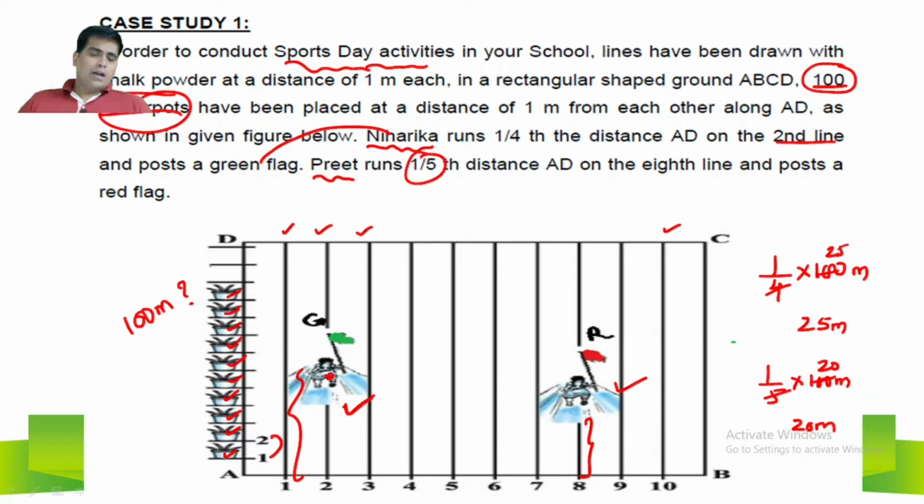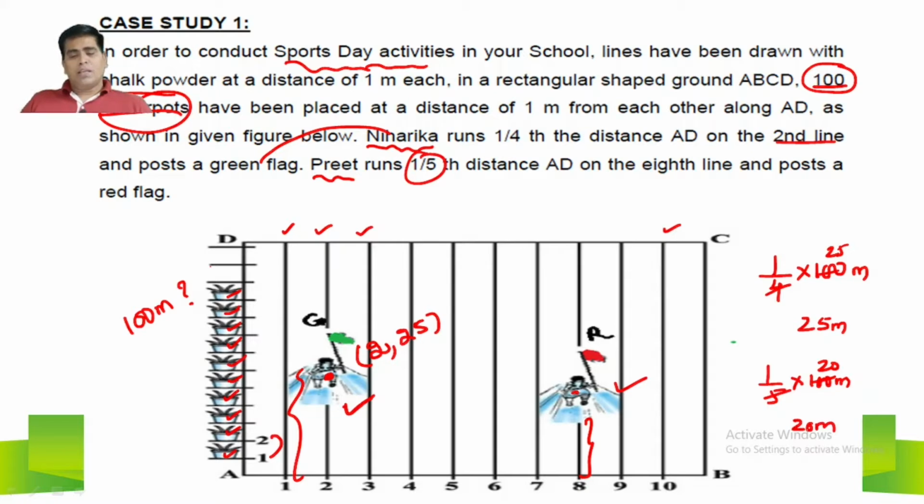So I can identify these as the coordinates here. She is running along the second lane, that refers to the x coordinate, and the distance she has covered is 25. So this is the place of Niharika: 2 comma 25. I can denote it with the coordinates. 2 here is the abscissa, 25 here is the ordinate.